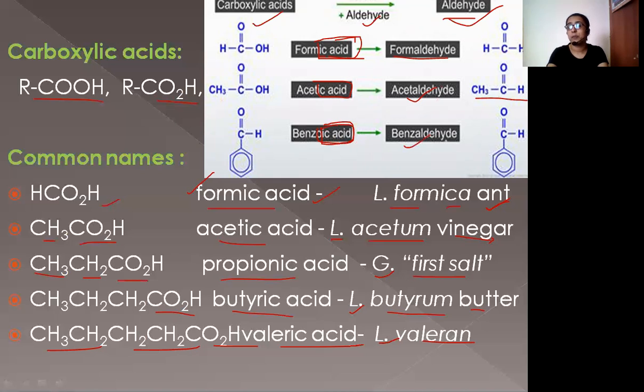So this is benzaldehyde, so here it is CHO, and here for the acid we need COOH. This is your benzoic acid. So I hope this much is clear. This is how the names of aldehydes are derived from their corresponding carboxylic acids.